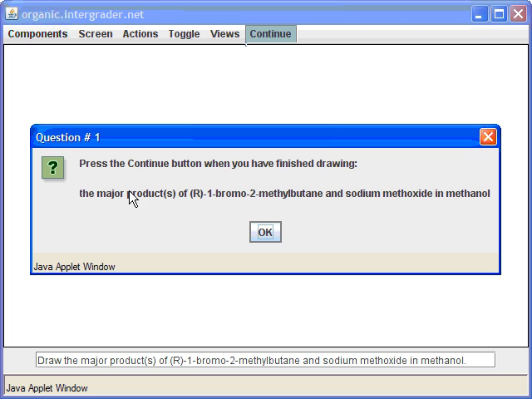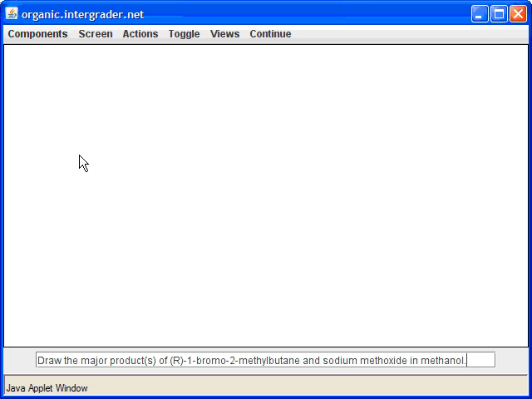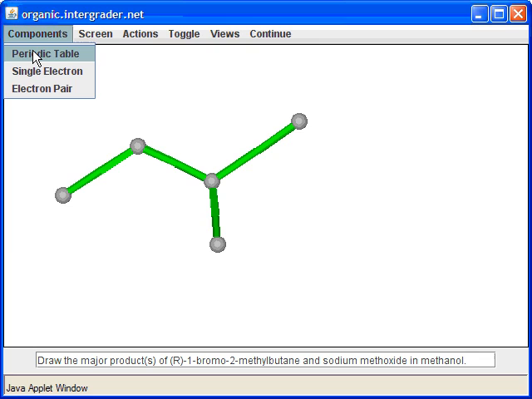Okay, so let's go ahead and draw the reactants, because that's the major thing about this lesson. You have to react the two reactants that are given here and give a product. So first we're asked to draw butane with a methyl at the 2 position, and then we'll have a bromine at the 1 position.